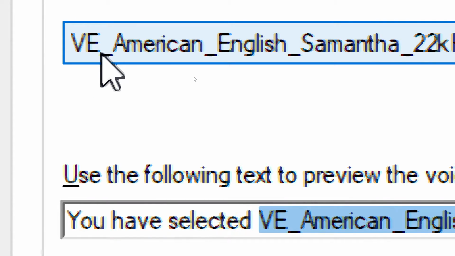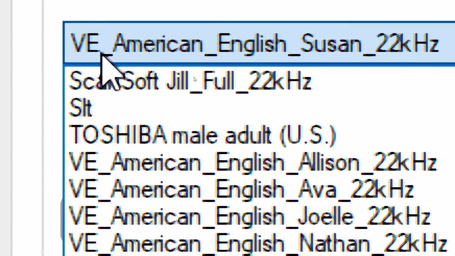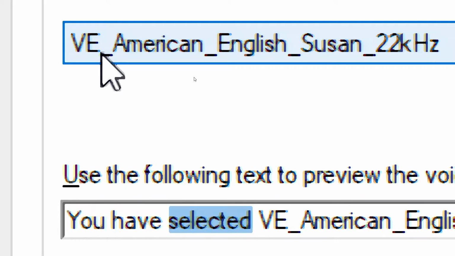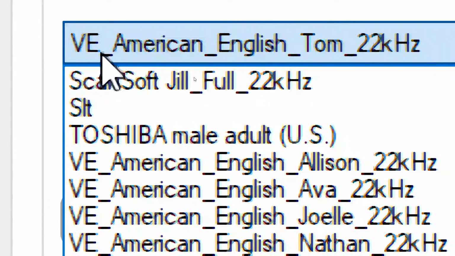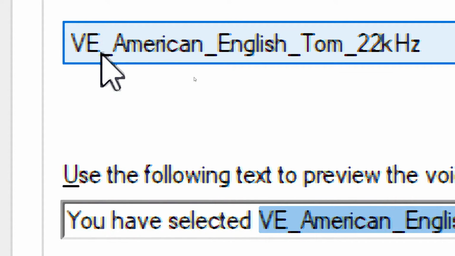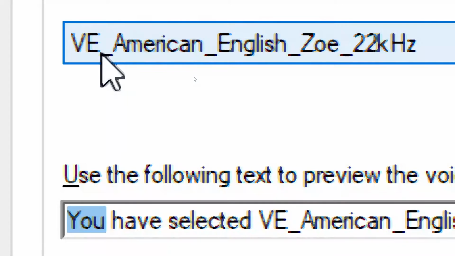You have selected VE American English Samantha 22 kHz as the computer's default voice. You have selected VE American English Susan 22 kHz as the computer's default voice. You have selected VE American English Tom 22 kHz as the computer's default voice. You have selected VE American English Zoe 22 kHz as the computer's default voice.